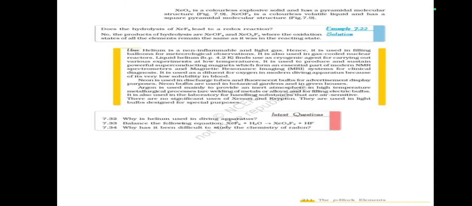Argon is used mainly to provide an inert atmosphere at high temperatures in metallurgical processes, arc welding of metals or alloys, and for filling electric bulbs. It is also used in the laboratory for handling substances that are air sensitive. There are no significant uses of xenon and krypton. They are used in light bulbs designed for special purposes.